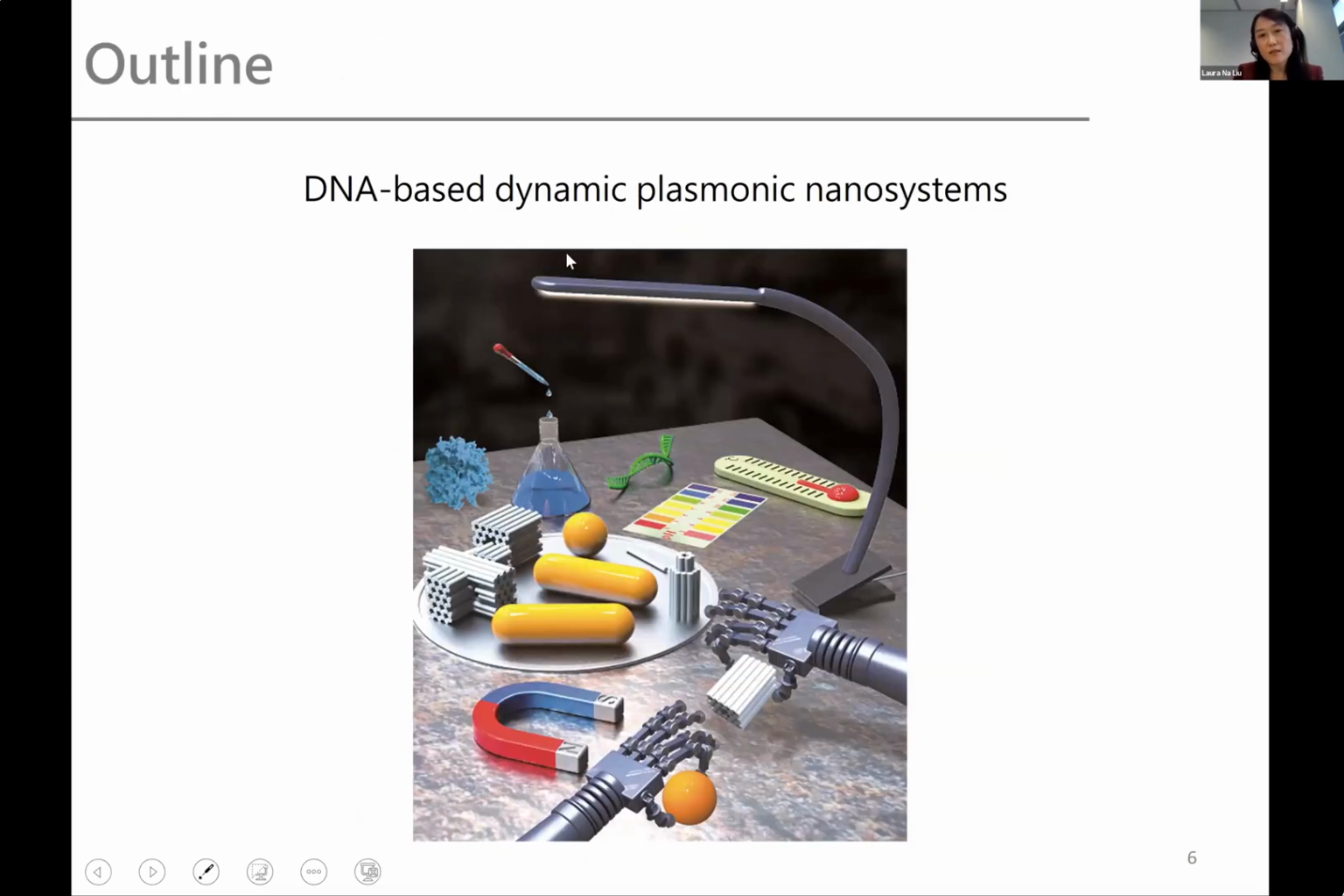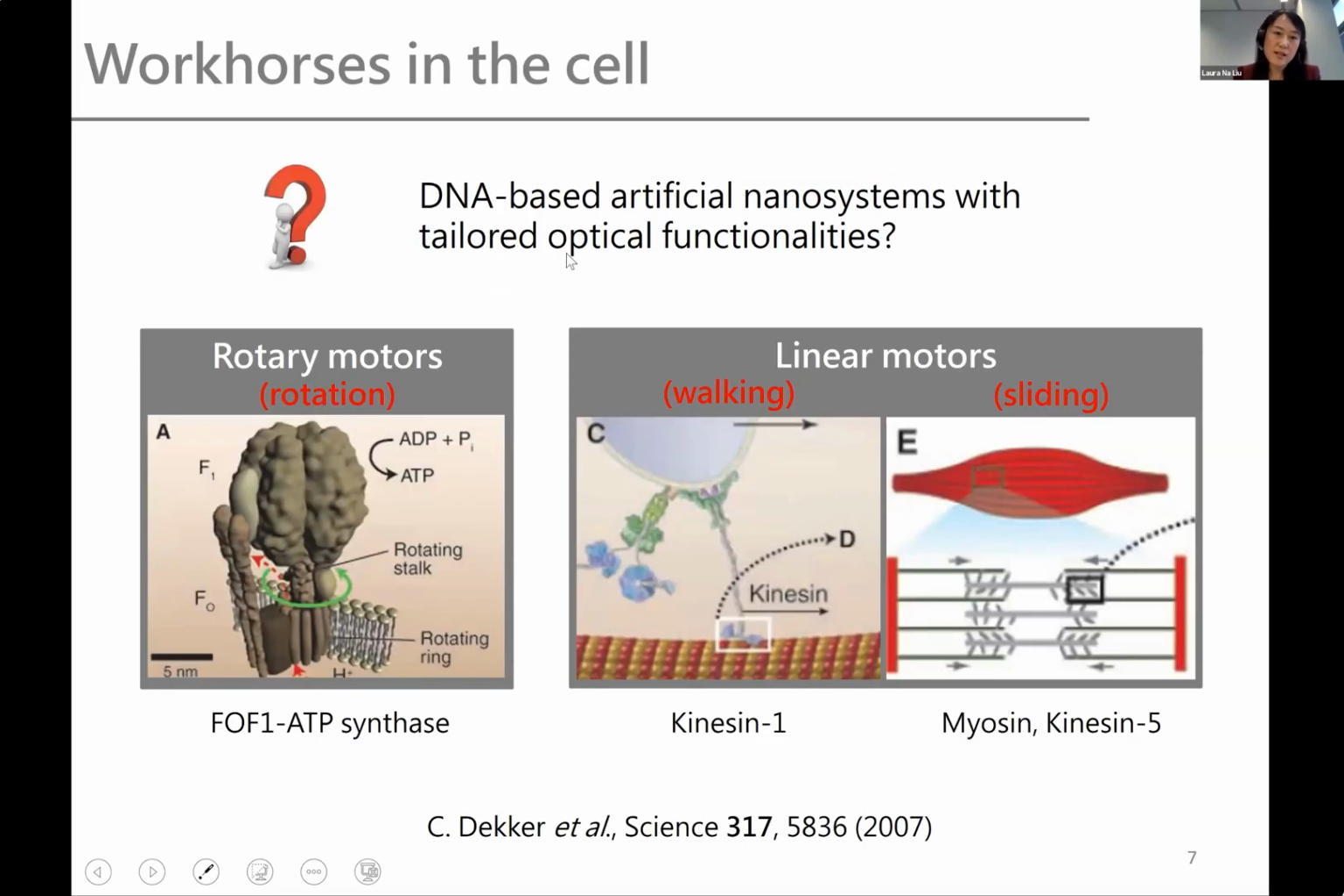In this talk, I will be very pleased to show you a number of DNA-based dynamic plasmonic nanosystems with tailored optical functionalities. So the question is, how do we build DNA-based artificial nanosystems with tailored optical functionalities?